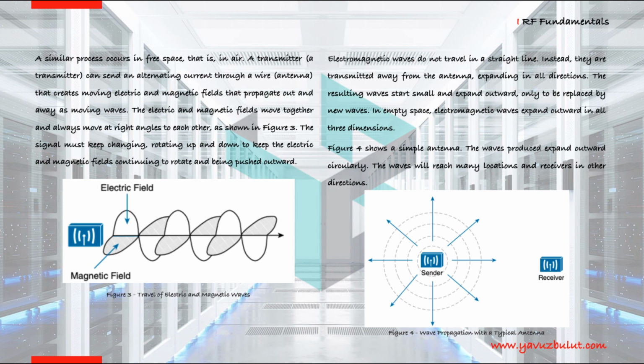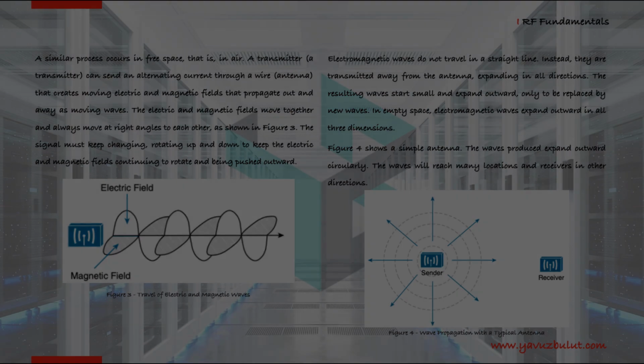Electromagnetic waves do not travel in a straight line, but instead travel away from the antenna by expanding in all directions. The resulting waves start small and expand outwards, only to be replaced by new waves. In empty space, electromagnetic waves expand outward in all three dimensions. Here we show a simple antenna. The waves produced expand outward circularly, and the waves reach many positions and receivers in other directions.